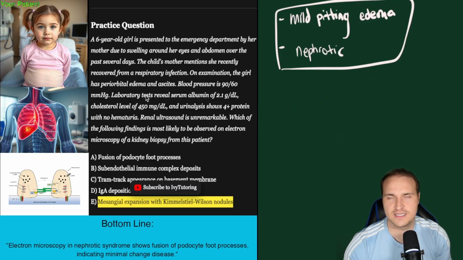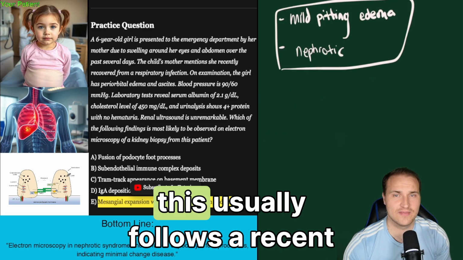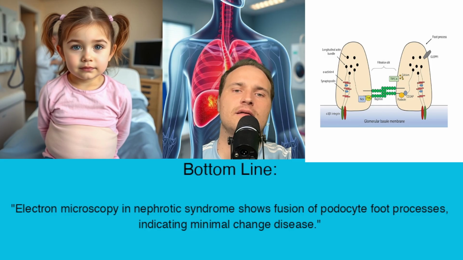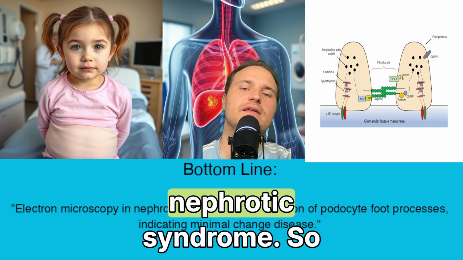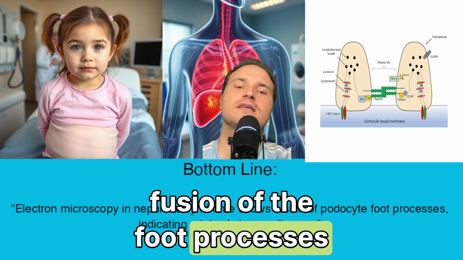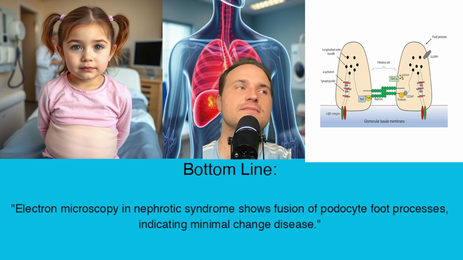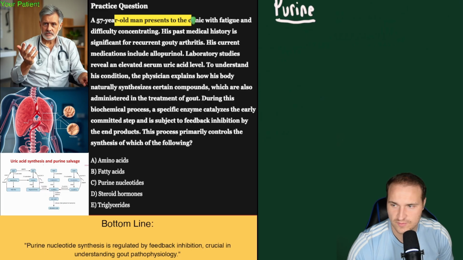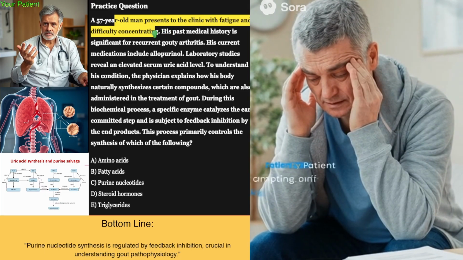And so really it's just minimal change disease in a child if it's nephrotic syndrome until proven otherwise. A 6-year-old with puffy eyes, abdominal swelling, and labs show low albumin, high cholesterol, and massive proteinuria. There's no blood in the urine. All that tells us nephrotic syndrome, and this usually follows a recent infection. All right, so the bottom line is electron microscopy in nephrotic syndrome shows fusion of the podocyte foot processes, indicating minimal change disease.